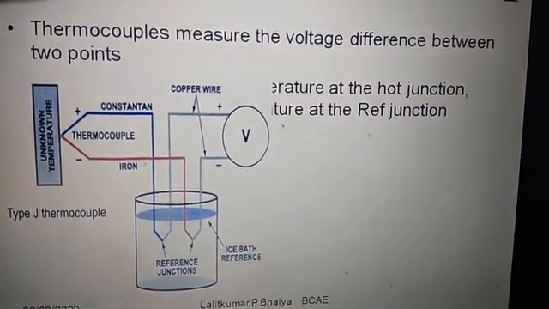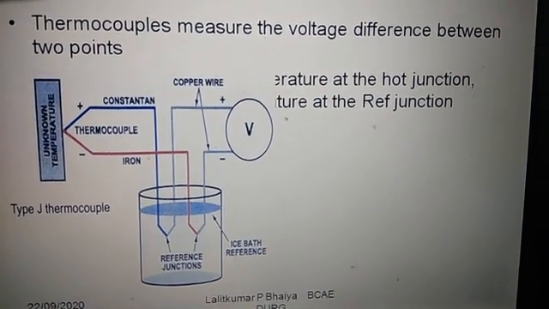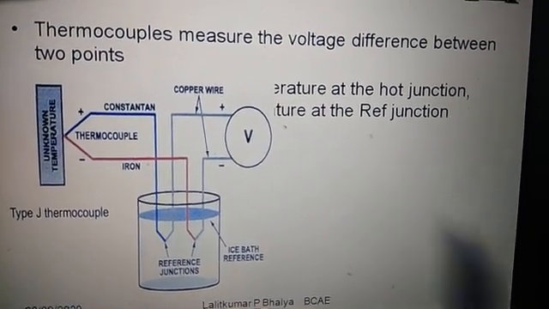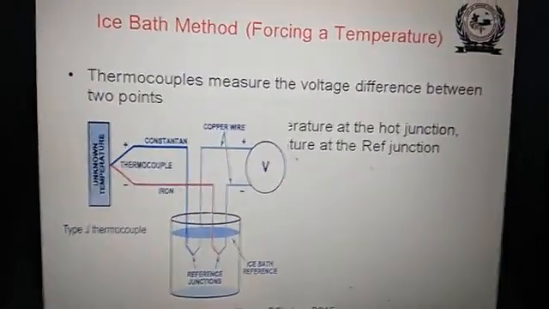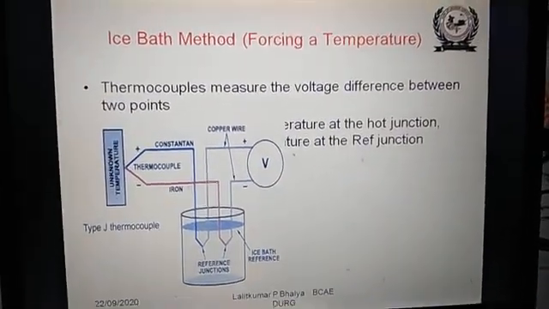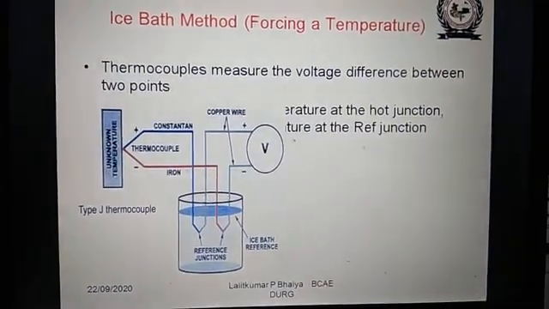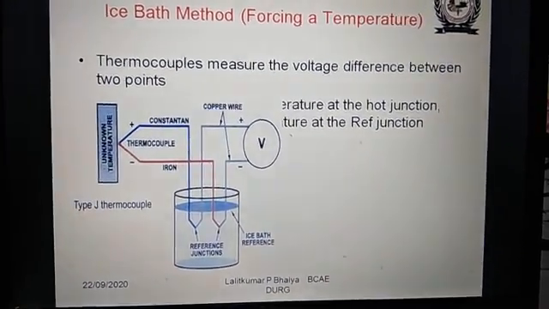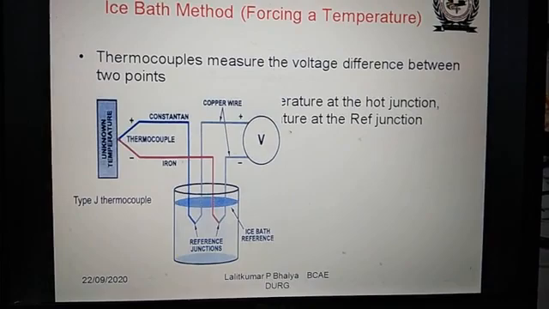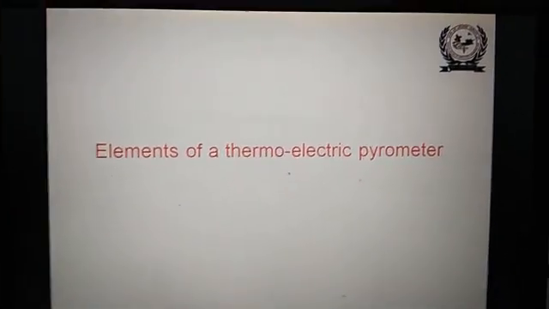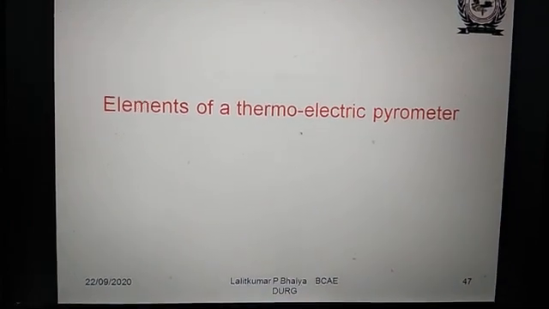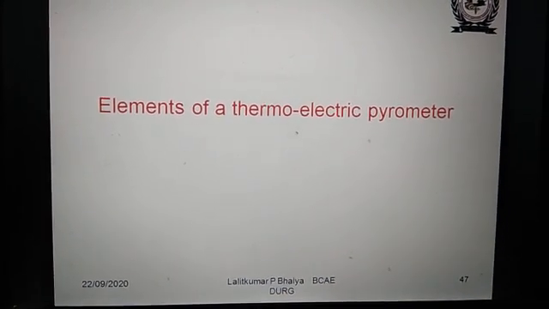Hot junction and cold junction. And this is the copper wire which will give the difference of temperature in terms of voltage. So this is called the ice bath method, by which we can measure the temperature. So this is about thermocouples.